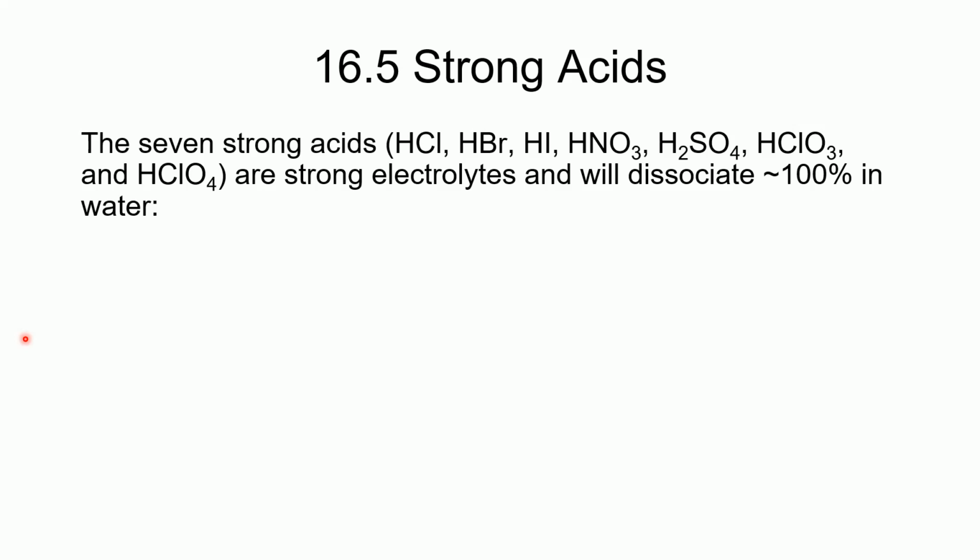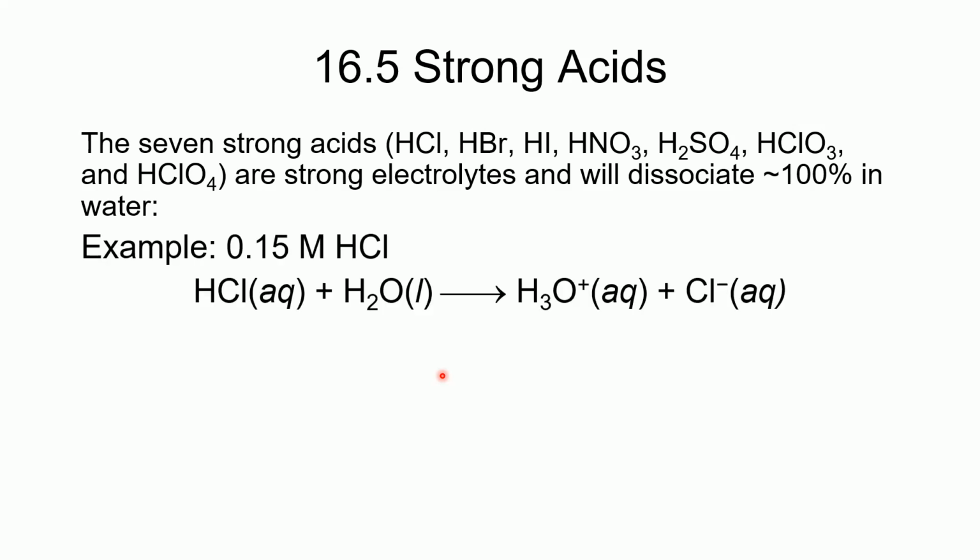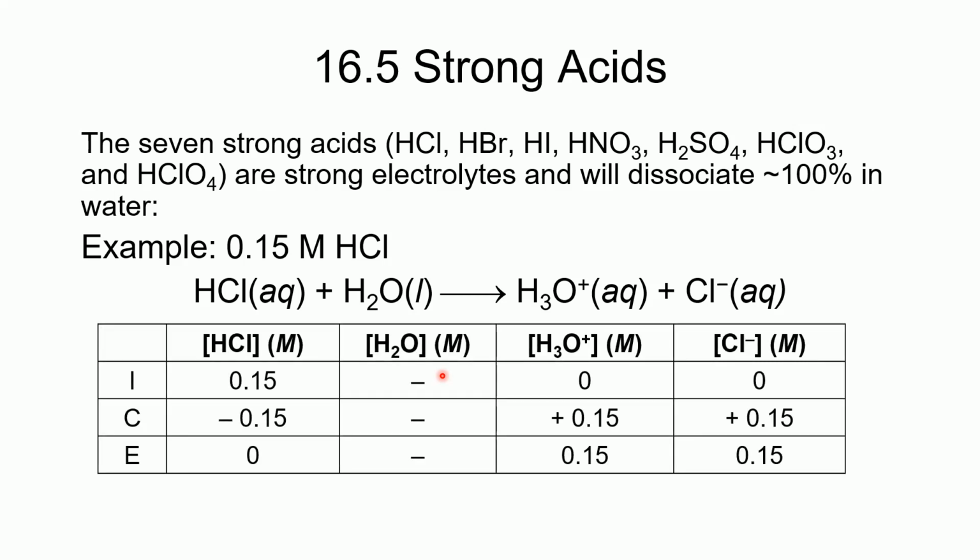So there are 7 strong acids, as we discussed earlier. With the 7 strong acids, we will find that they dissociate essentially 100%. So when we have a strong acid, let's say, for example, hydrochloric acid, and we'll use 0.15 molar hydrochloric acid in this example. When it dissociates, 100% of that 0.15 moles per liter will dissociate to give us hydronium and chloride ion. If we look at the table, I've put the concentrations here in the table.